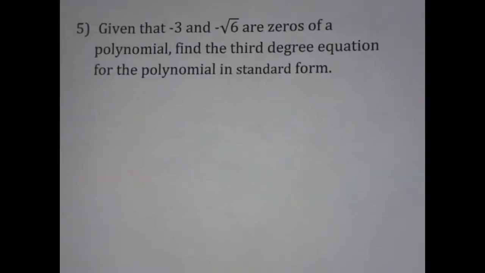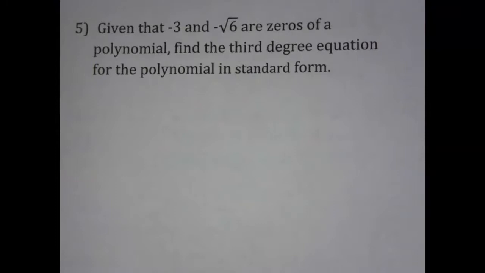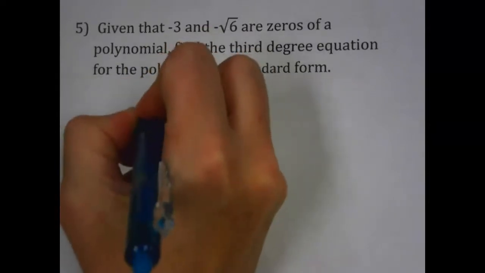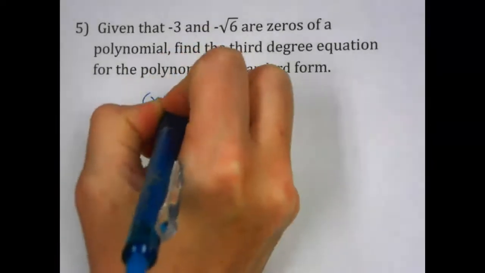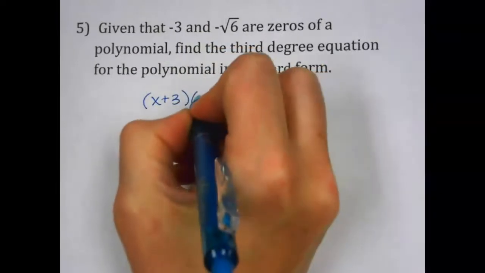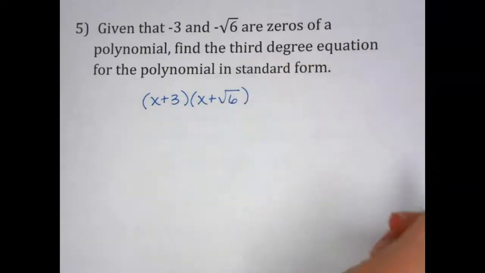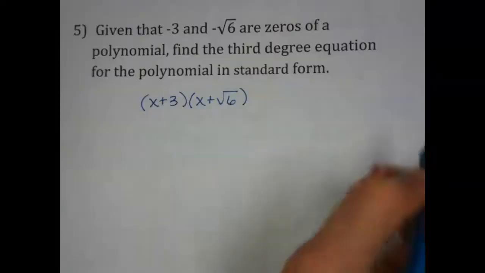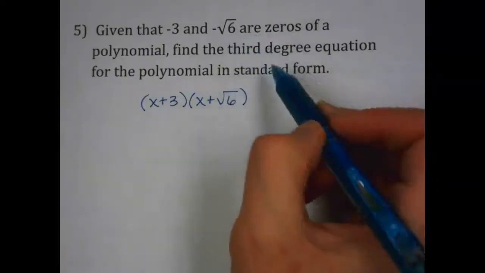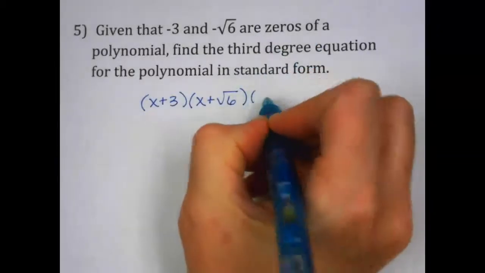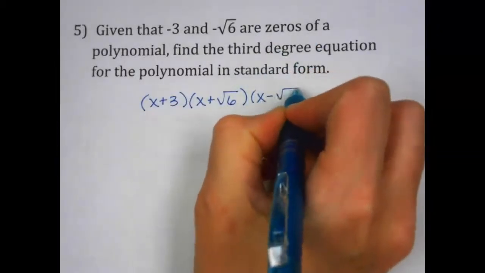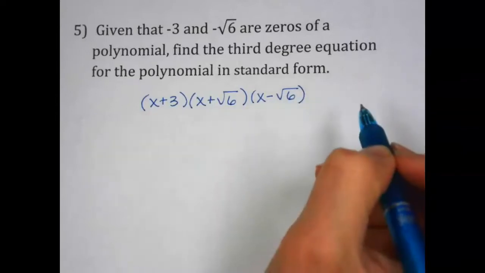This time we know that negative 3 and negative square root of 6 are zeros. So when we go to write the factors for this one, the first one's pretty easy, x plus 3. And the second one looks strange, x plus square root of 6. But one thing most people forget about is that if you have one square root as a 0, you're going to have another one. So you'll have its opposite. So x minus square root of 6 is going to be a 0 also.